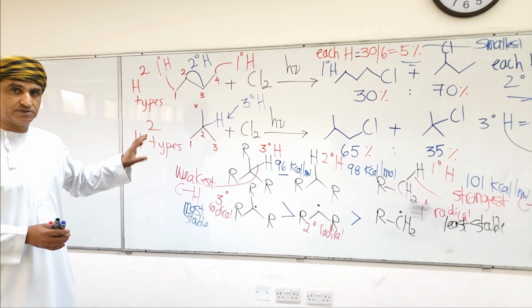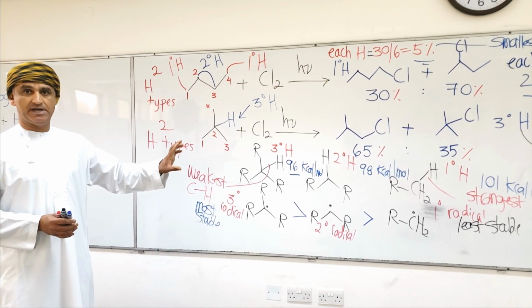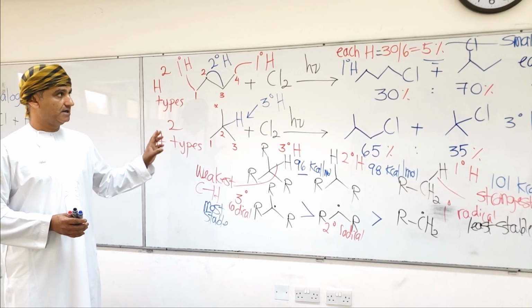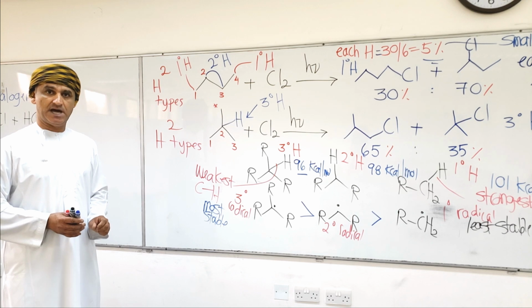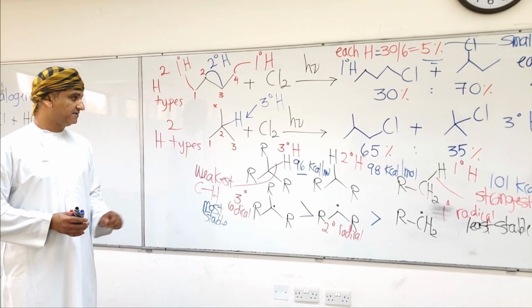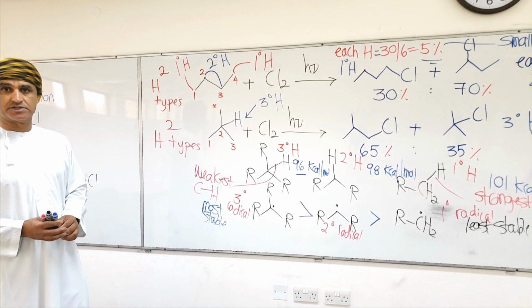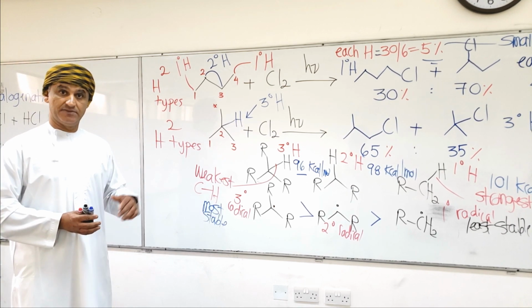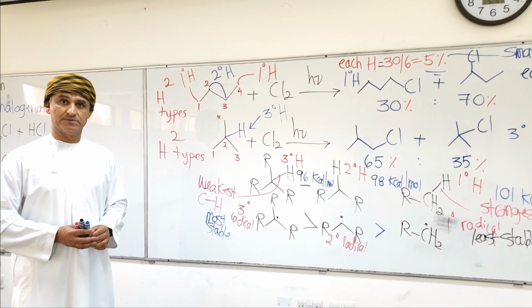So here then, again, to conclude now, tertiary hydrogens are the most reactive, whereas primary hydrogens are the least reactive, and this is due to the corresponding bond dissociation energies and then the stability of the intermediate radicals.